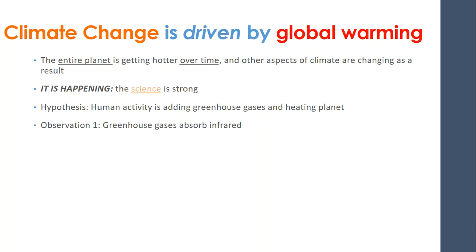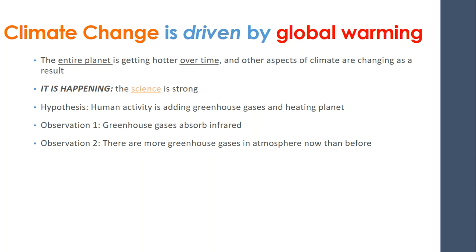One, greenhouse gases absorb infrared heat, which we talked about previously. As solar radiation comes into the planet, it's re-radiated as infrared. Some of that is trapped by our greenhouse gases, and we need that to happen in general, or otherwise the planet would be uninhabitable. But we've added more greenhouse gases, so now more of that infrared is being absorbed than was previously. Observation two, there are more greenhouse gases in the atmosphere now than there were before.